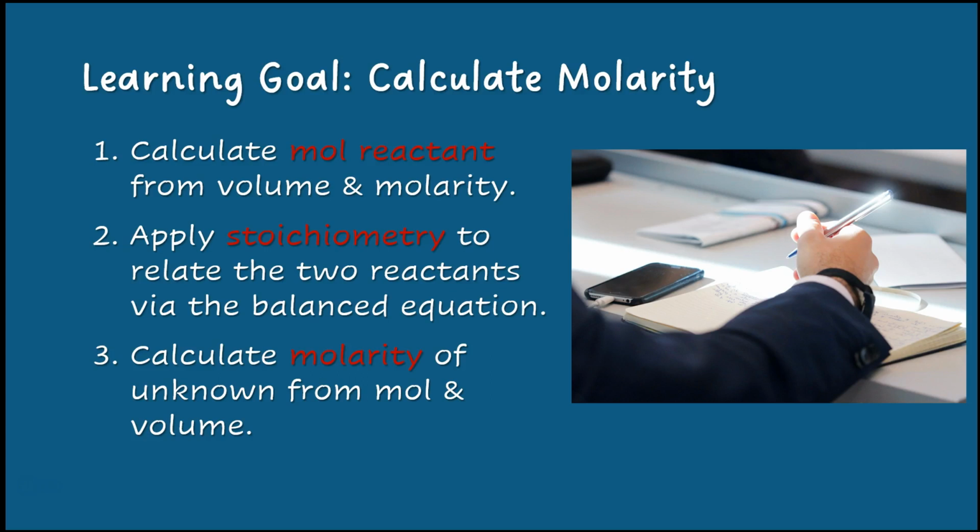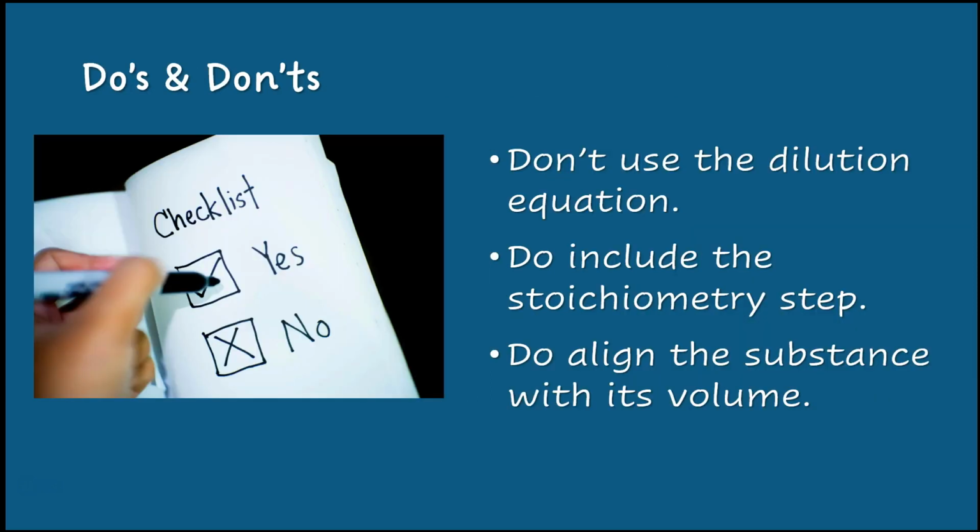First, we calculate the moles of the known reactant using its volume and molarity. The second step is to apply stoichiometry, that mole-to-mole ratio, to relate the two reactants from the balanced equation. And the third step is to calculate the molarity of our unknown from the moles that we just calculated from stoichiometry and the volume of the unknown.